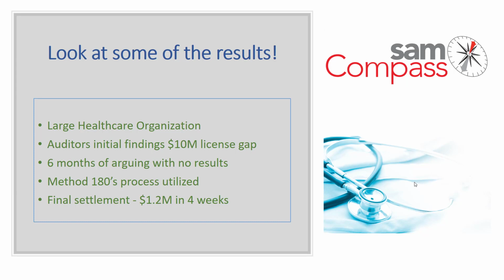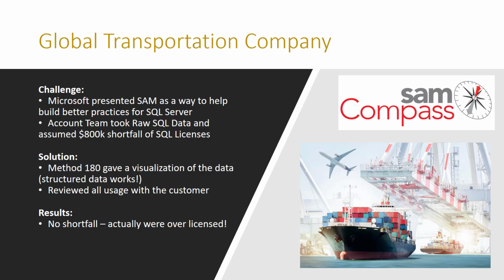For 6 months, this client argued with the auditor on their own about the findings, knowing that they weren't correct. They felt that the number was closer to $2 million. They engaged with Method 180. We utilized the processes that we've put into our SAM Compass tool, and we helped them settle for less than $1.2 million in 4 weeks.